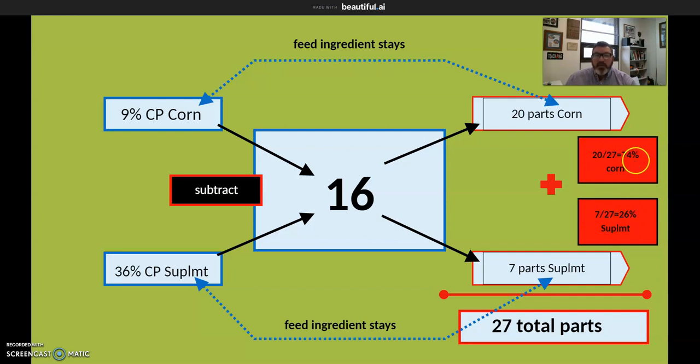I'll show you in class how to check and make sure that we're correct. But this would constitute a balanced ration at 16% crude protein. So hopefully then our pigs will be happy.